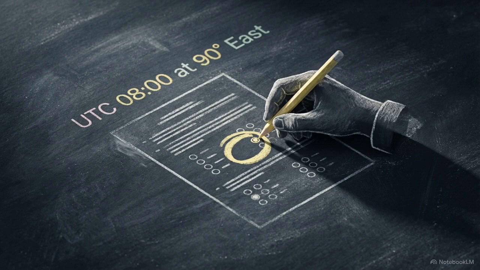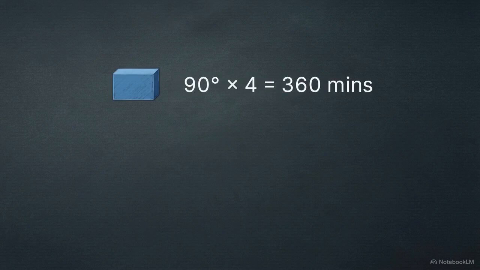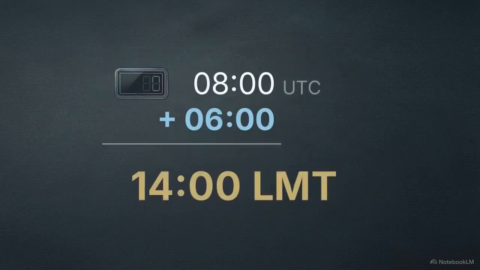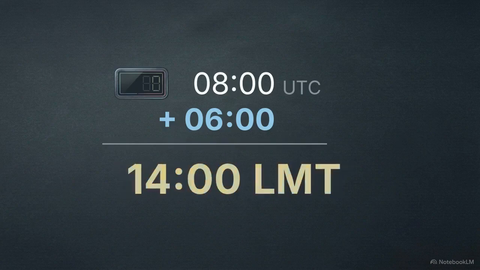Now, let's return to the numerical problem from the opening of this video. UTC 0800 at 90 degrees east. Apply the core physical formula. 90 times 4 is 360 minutes, or 6 hours. East means we add. 0800 plus 6 hours gives us a definitive answer of 1400 LMT.